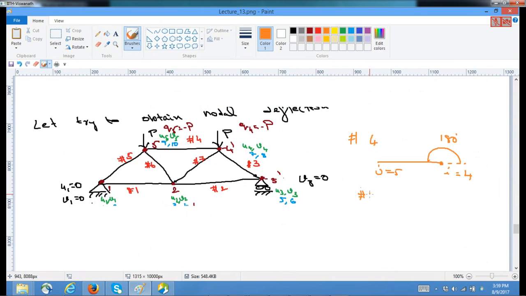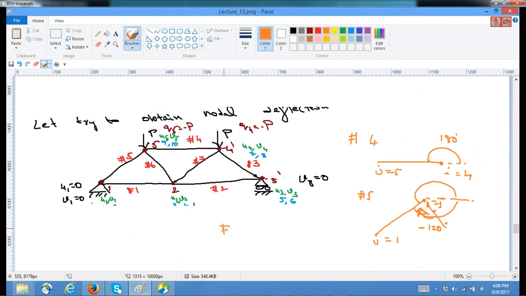Now let us look at the element 5. For element 5, I've taken I equals 5 and J equals 1. So my angle with respect to horizontal is either I need to take this or I need to take this other one. So I took this one. So this one is 60 degrees and this one is 60 degrees. So this angle is minus 120 degrees.